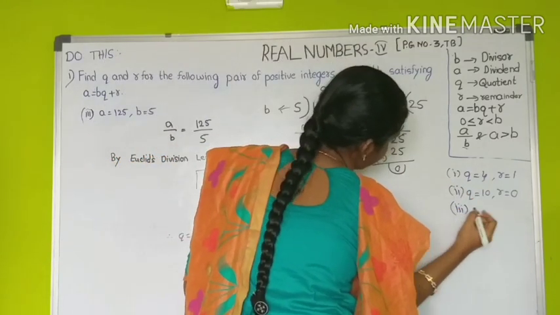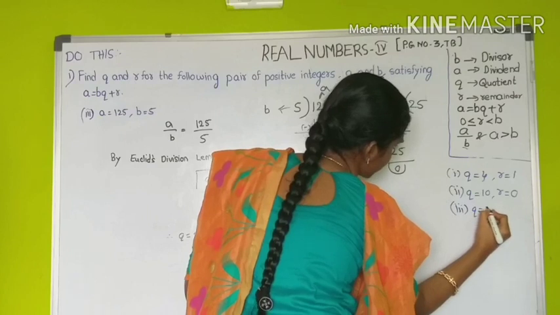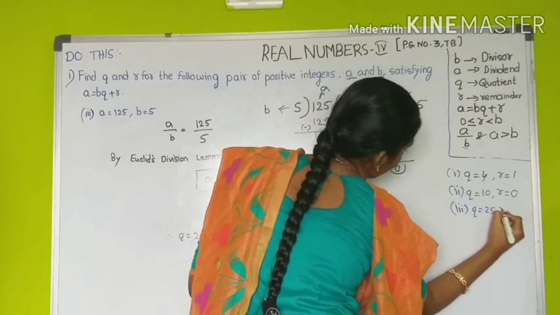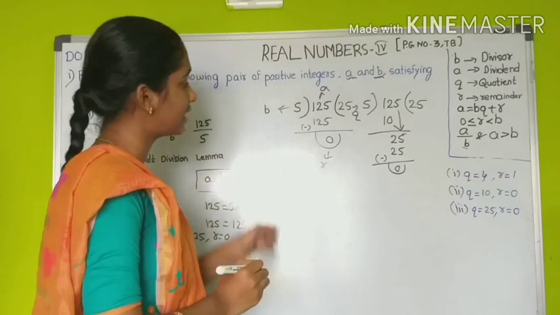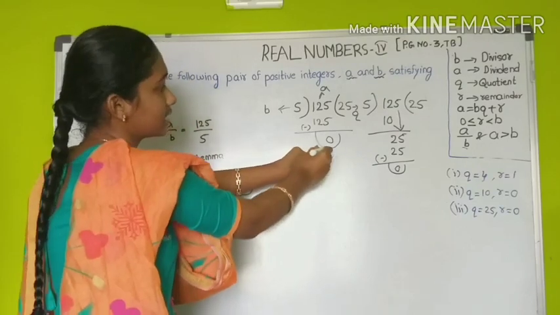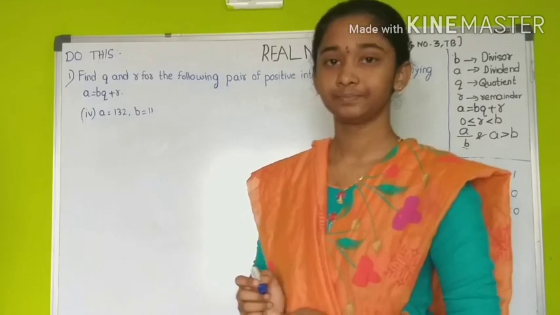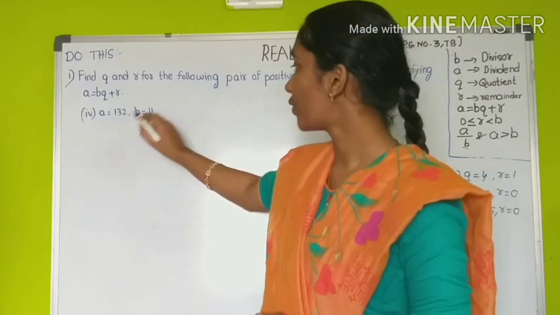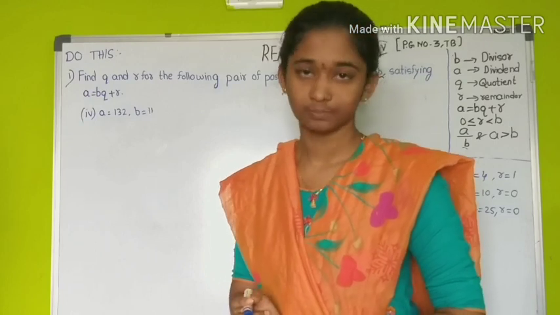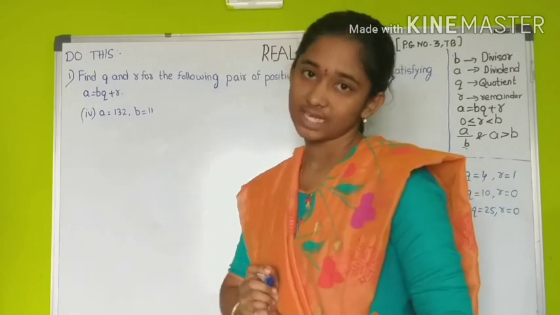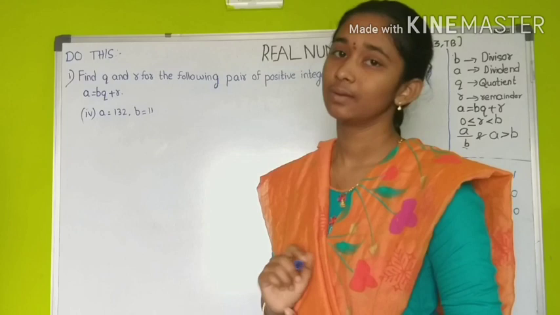The third problem: the value of Q is equal to 25 and the value of R is equal to 0. And here also it satisfied the condition of the remainder, that is, the remainder became equal to 0. Now in the fourth problem of Do This, the given A is 122 and B is equal to 11, which satisfies the condition A is greater than B.